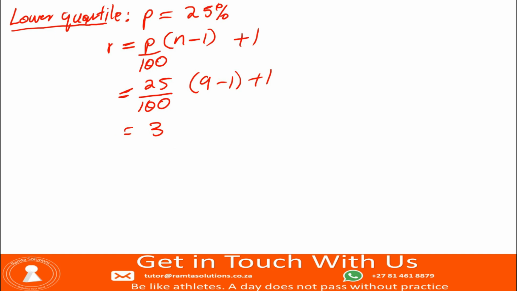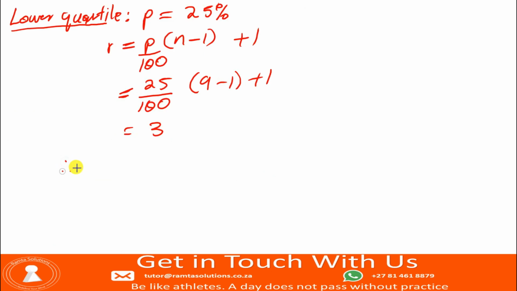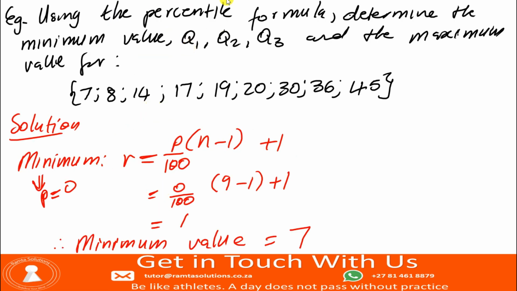So let's look for the third value in our data set. It is 1, 2, 3. It is 14. Therefore, the lower quartile is 14. Lower quartile is 14 indeed.